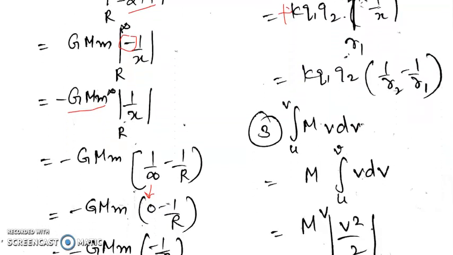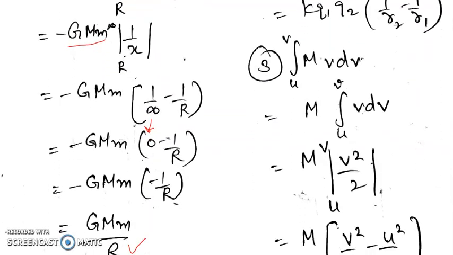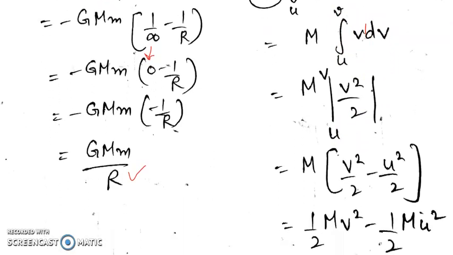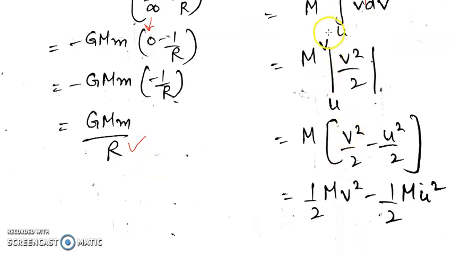The third question is m v dv, or we can say m v raised to the power 1 dv. When we integrate this, it will be v square by 2 from u to v. So it will be v square by 2 minus u square by 2. This would be your final answer, that is half m v square minus half m u square.